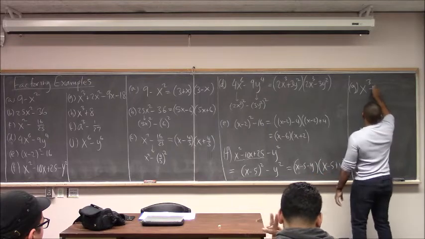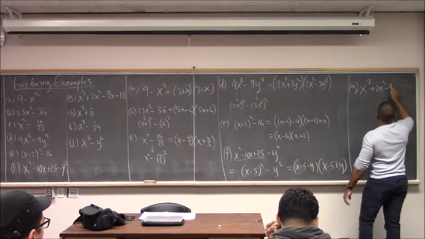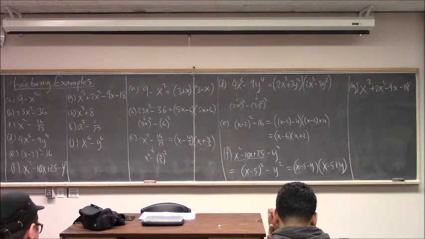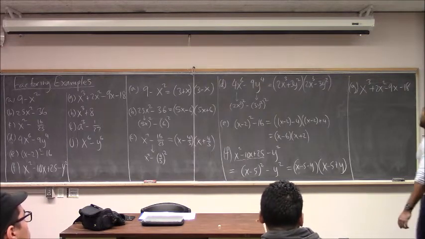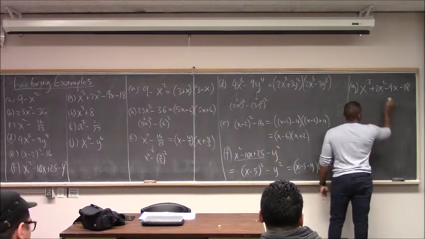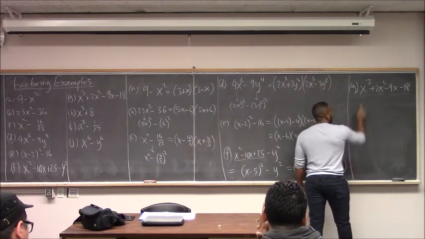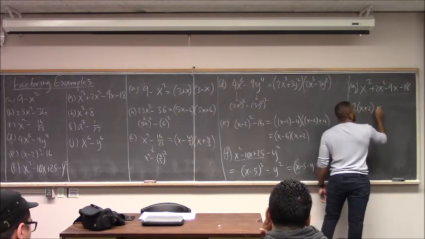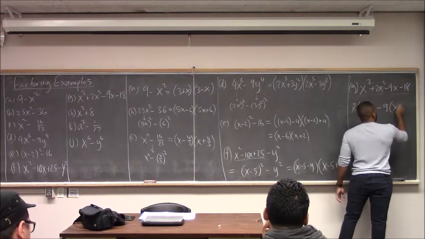X cubed plus 2x squared minus 9x minus 18. What would you do here? Okay, so what's the common term? You split these into those two. So x squared is a common term: x squared times x plus 2, minus 9 times x plus 2. Minus 9 is the common term.